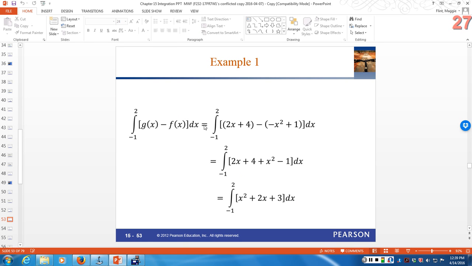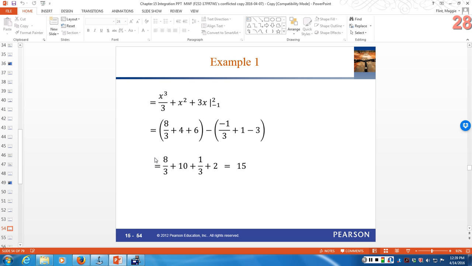So since all they did was plug in these two functions, they cleaned it up, and then they took the integral of it. So, here's the actual formula. X to the third over 3, it's all going in order now. X to the third over 3 plus x squared plus 3x. Plug in your 2, you get this expression. Plug in your -1, you get this one. It turns out to be 15.